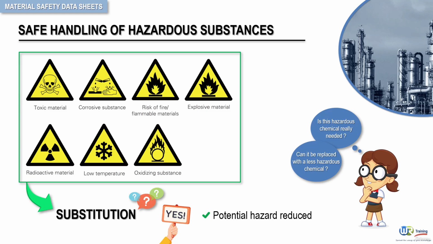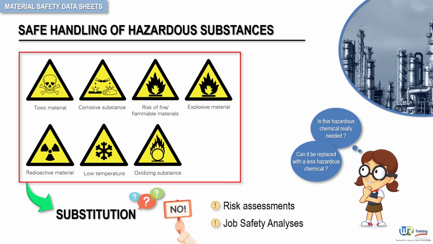On the other hand, when a hazardous material cannot be substituted, make sure that risk assessments and job safety analyses are performed. This should be done to identify the possible hazardous scenarios, determine the risks to personnel, determine if sufficient safeguards are in place, and identify what further safeguards may be required. In all cases, we strongly recommend to follow a proper management of change process when changes are made to chemicals being used.